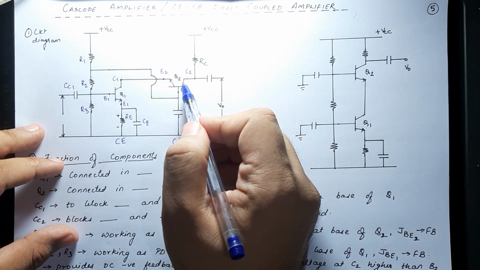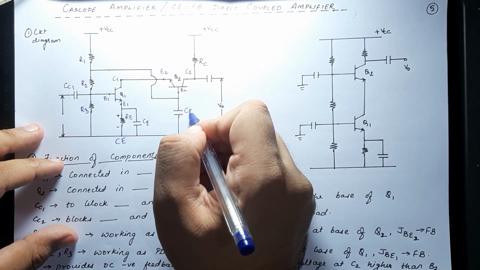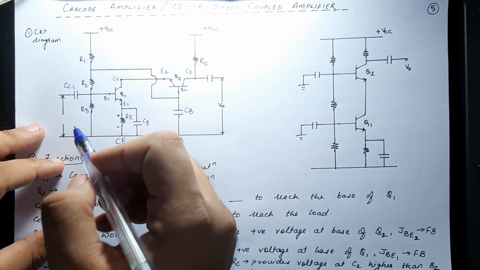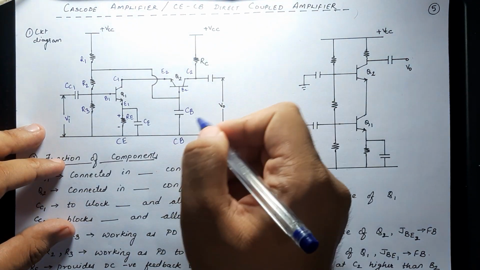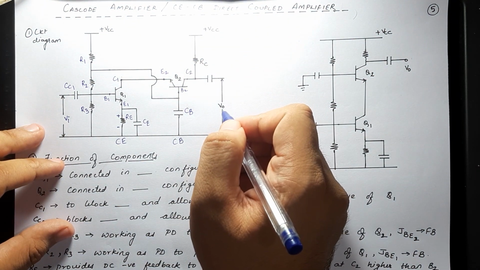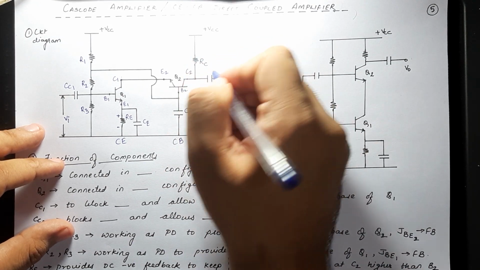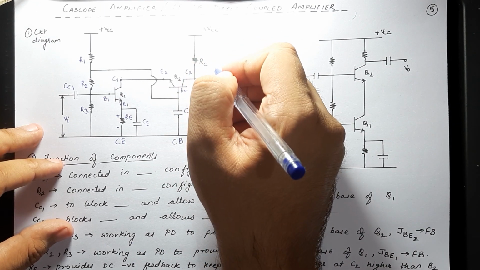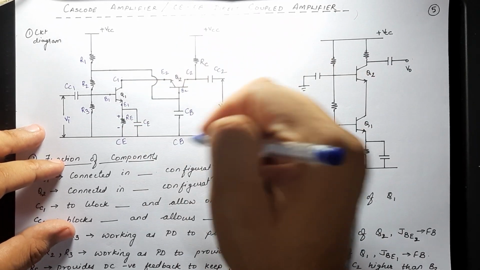Since this is connected in a CB configuration, the capacitor's name is given as CB. Since this is the input, I'll name it Vi. Since this is the output, I'll name it V0, or V output. Here we have the coupling capacitor 2, and I guess we are all set over here.